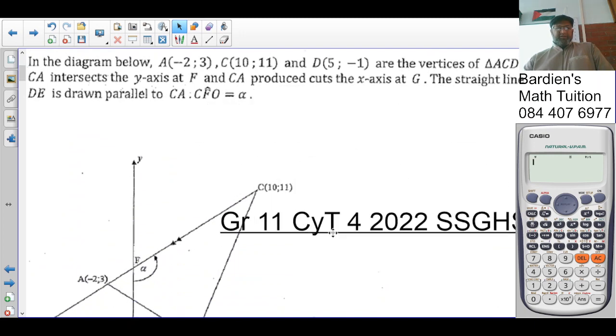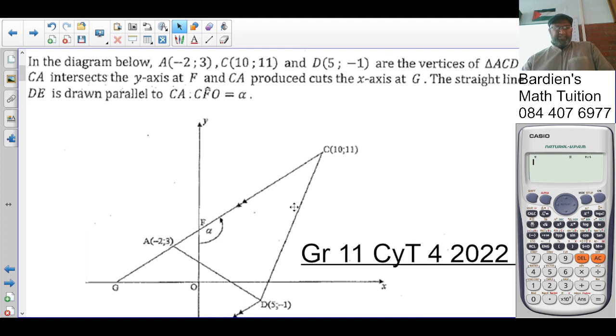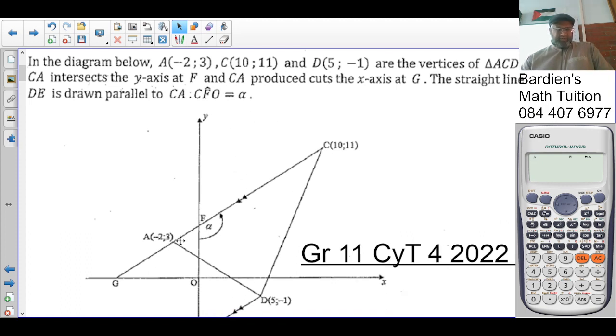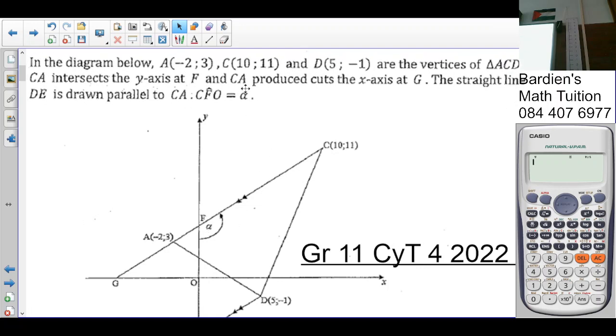So we are told that in question 1 in the diagram A is (-2, -3). Then we are told that C is (10, 11) and D is (5, -1), the vertices of triangle ACD. Then we are told that CA intersects the y-axis at F and CA cuts the x-axis at G. The straight line DE is drawn parallel to CA.